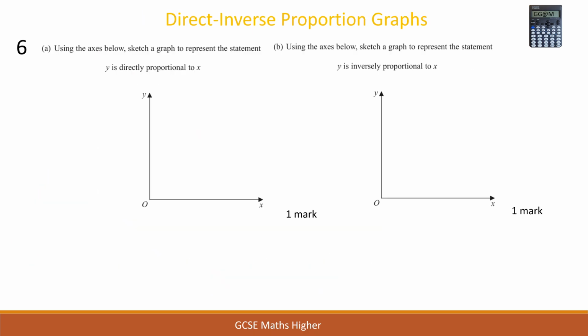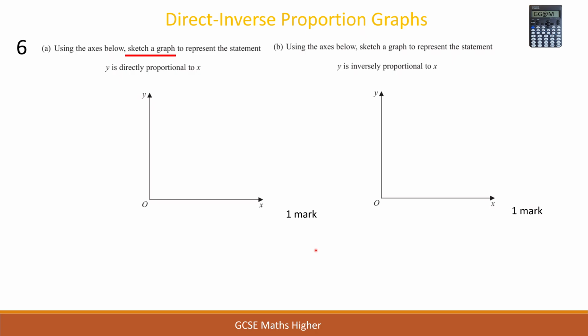So we're looking at direct and inverse proportional graphs. So for this question, you need to know what the shape of the graphs are. So you've got a direct proportional graph and an inverse proportional graph. Make sure you know the shapes of these two graphs. Press pause, have a go at sketching them out, then press play when you're ready to hear the answer.